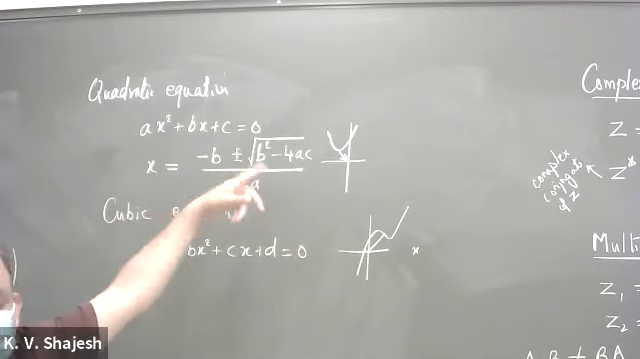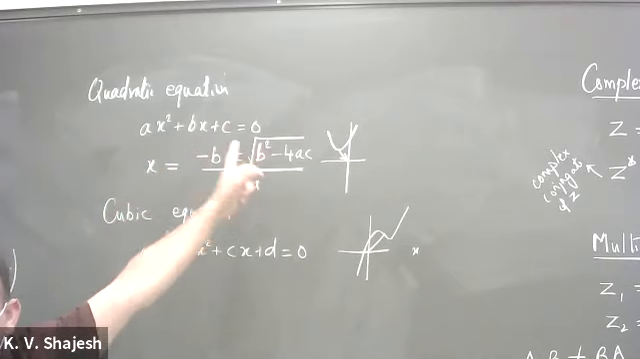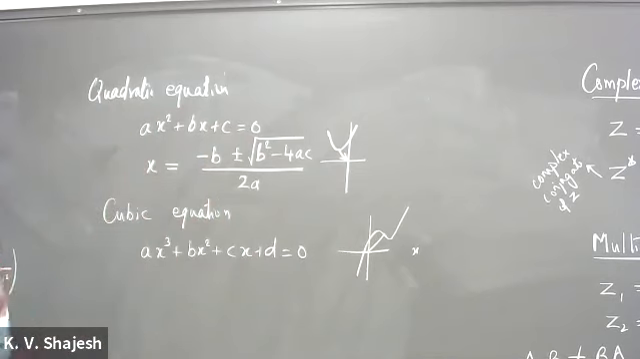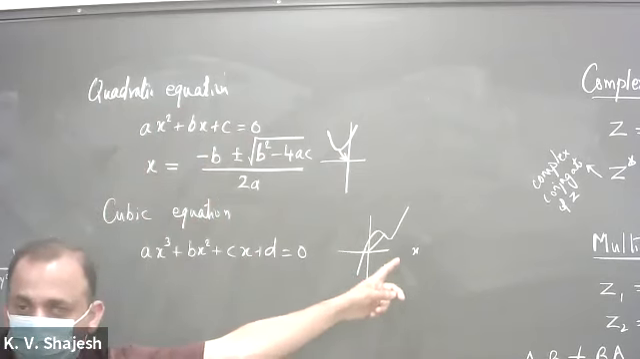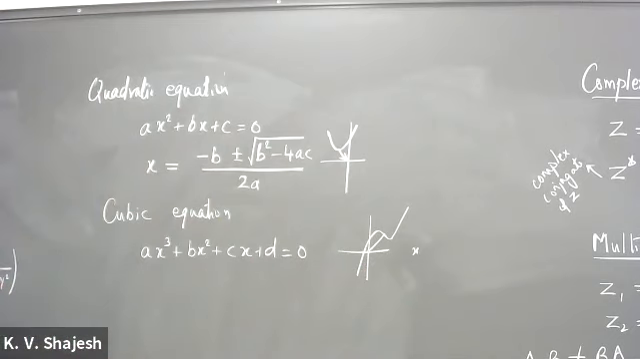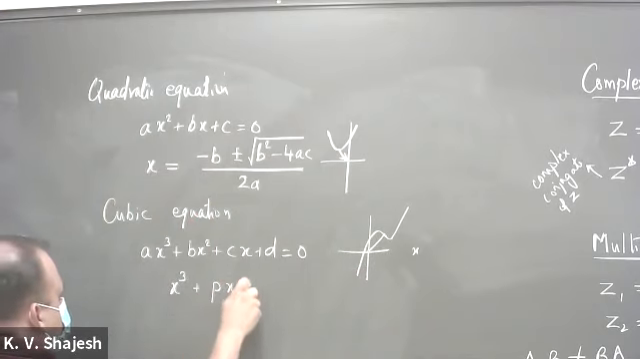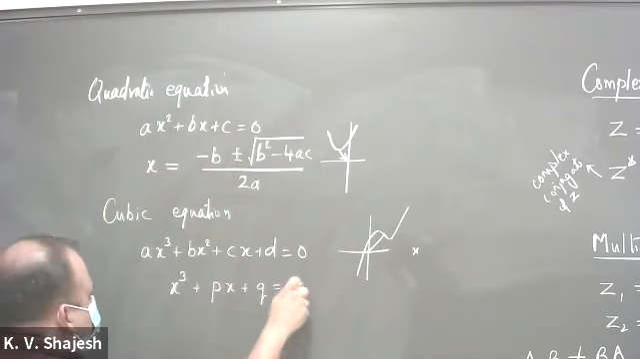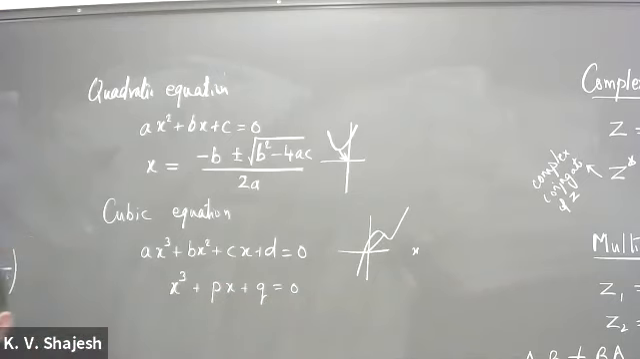Just x squared, right? The linear term is gone. The constant also is gone. So it's just x squared with some constant in front, right? Same thing, if you do it here, it won't be just x cubed. This can be converted into x cubed plus px plus q equal to 0, just by moving that origin. Okay. So any cubic equation, just by moving that origin, can be converted into this.